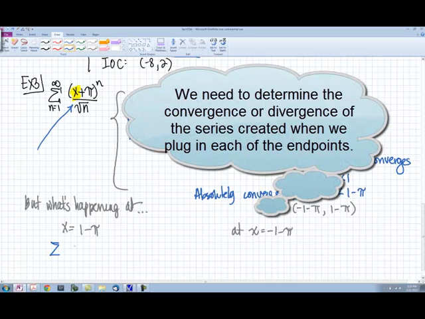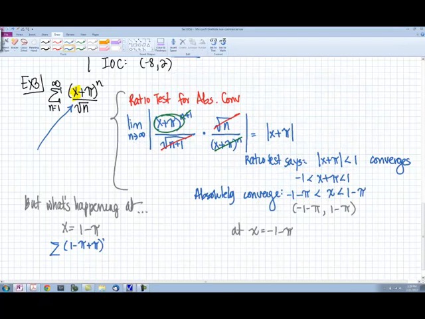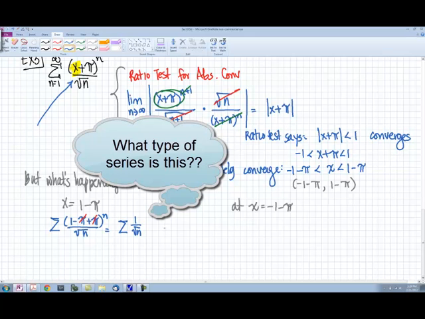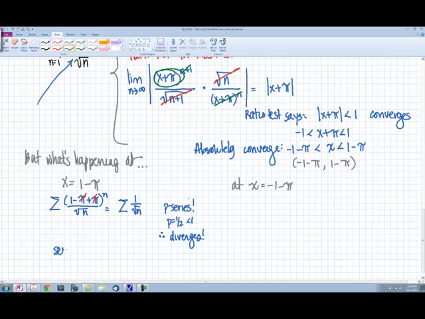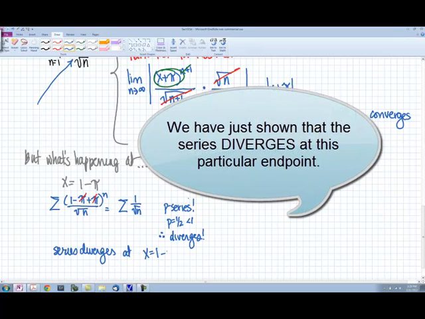And that's going to be at x equals 1 minus pi and at x equals negative 1 minus pi. So when I plug in 1 minus pi, I get (1 minus pi plus pi) to the n over the square root of n. The pi's cancel out. Positive 1 to the n might as well just be 1. And then we have the square root of n underneath this. What type of series is that? That is a p-series with p equals 1/2, which is less than 1, therefore the series diverges. So this says the series diverges at x equals 1 minus pi.